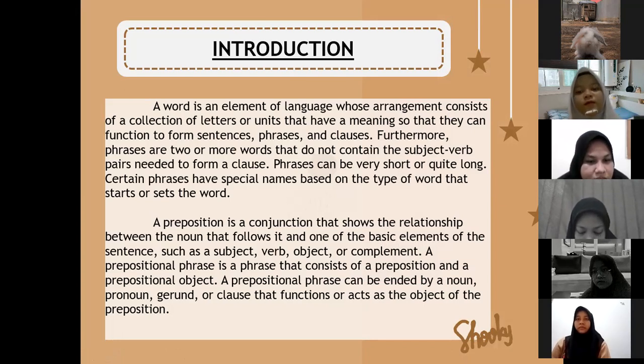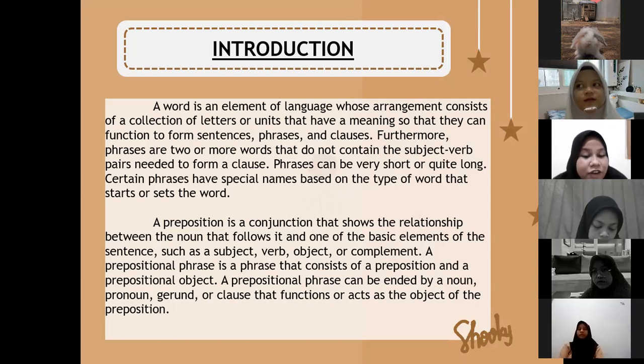Certain phrases have special names based on the type of word that starts or sets the phrase. A preposition is a conjunction that shows the relationship between the noun that follows it and one of the basic elements of the sentence, such as subject, verb, object, or complement. A prepositional phrase is a phrase that consists of a preposition and a prepositional object. A prepositional phrase can be ended by a noun, pronoun, gerund, or clause that functions or acts as the object of the preposition.